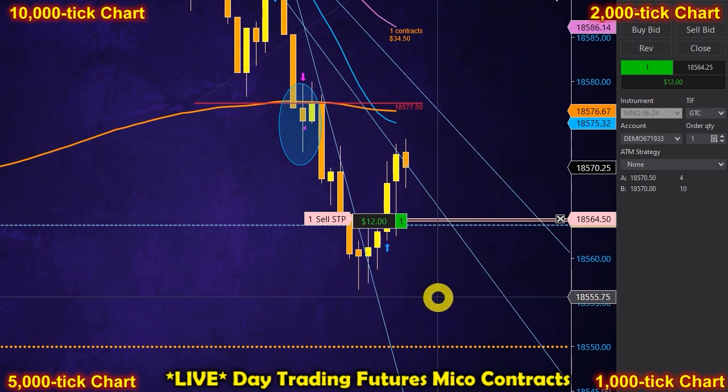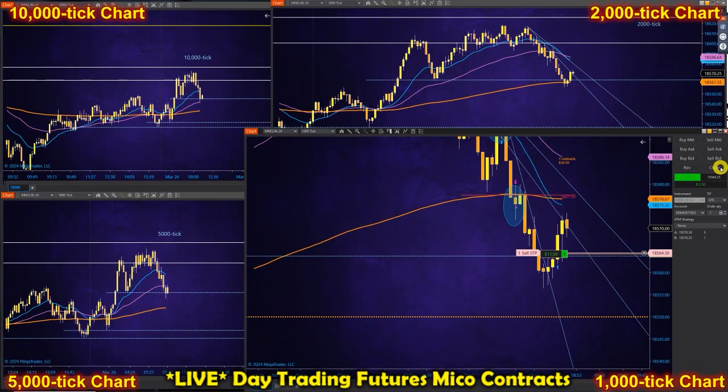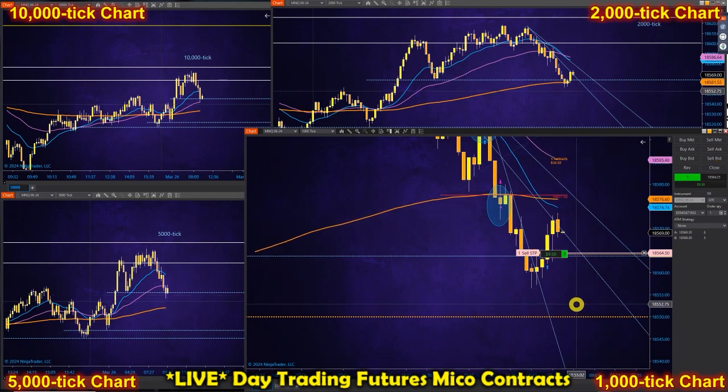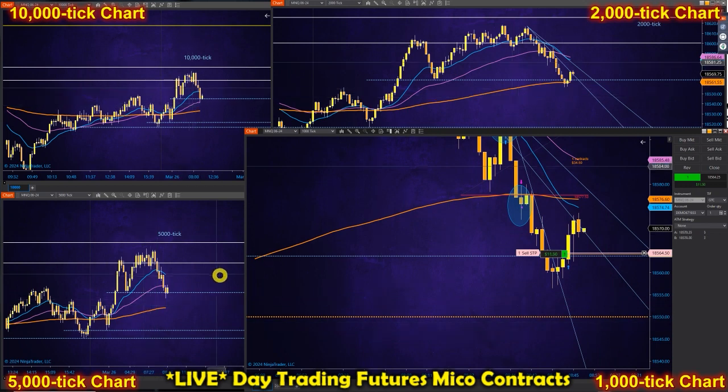I could have taken my 1-to-1 target, which I've been trying to do lately, so I can make back some of that loss on the first trade, build a little confidence. Hopefully it'll get up there. It's a good area to bounce.